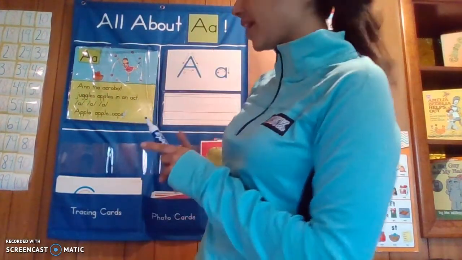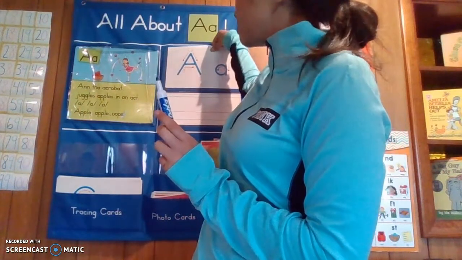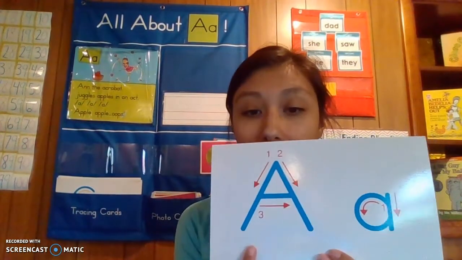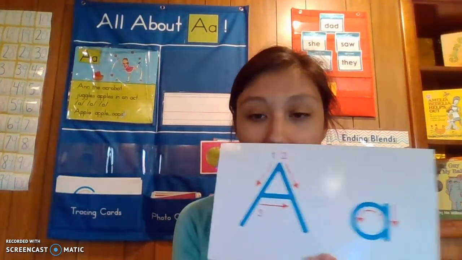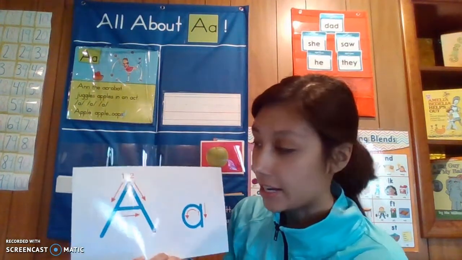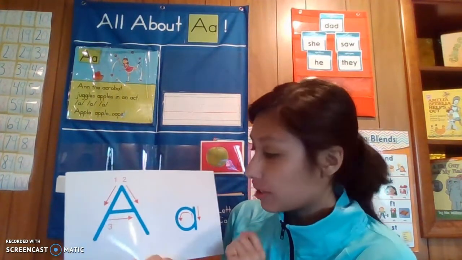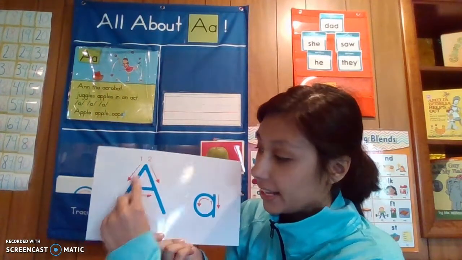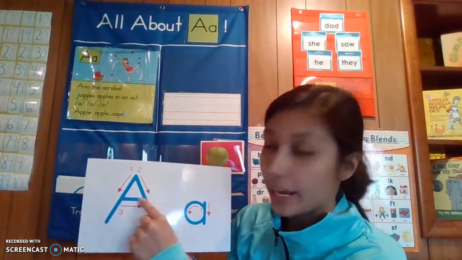So we have our letter A here. The first thing we need to do is learn how to write it. So taking a look at our card here, I have the uppercase A, and I also have lowercase a. It's probably easier this way. Uppercase A, lowercase a. And these arrows tell you how to write it. So for uppercase A, we slant left, slant right, line in the middle.